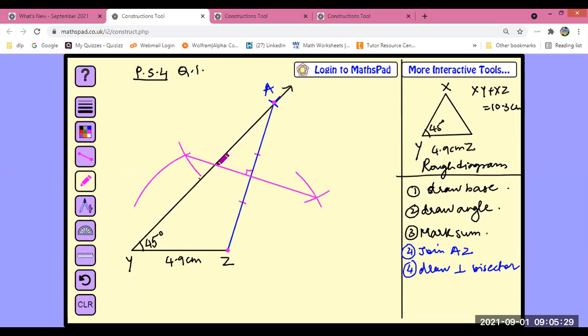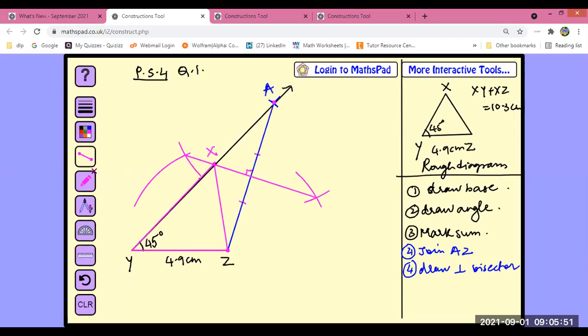Here on this side, the perpendicular bisector meets the side AY at a point. This point is point X. Okay, join this point X to Z. This is your triangle, triangle XYZ. The pink triangle is our final answer.